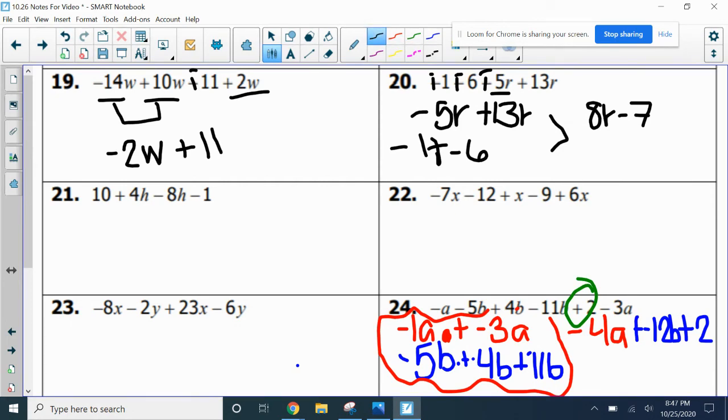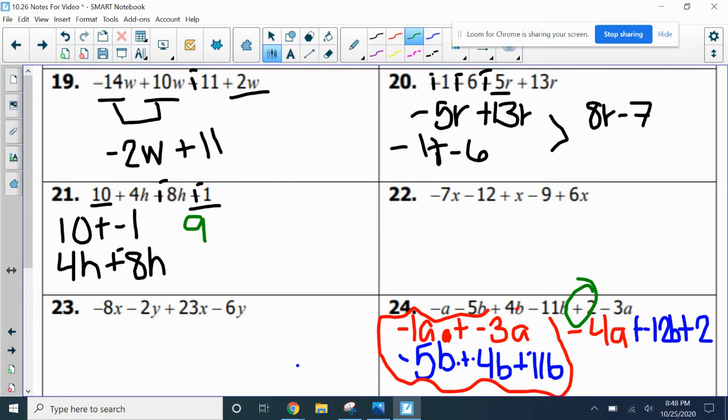I have a positive 10 and a negative 1, because plus a negative, plus a negative. So we have 10 plus negative 1. Those are our constants. We have a 4h and a negative 8h, and those are the same variable, so we can combine those. Positive, negative. So we're going to be left with 9, because 10 minus 1 is 9. Positive 10 is larger, so we're going to leave it as positive 9.